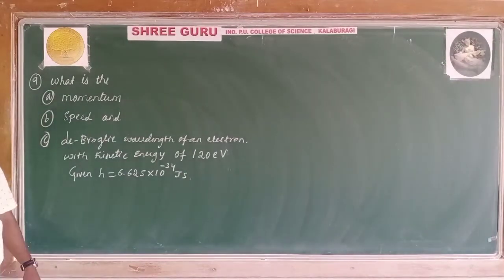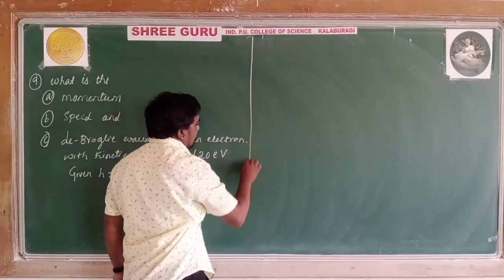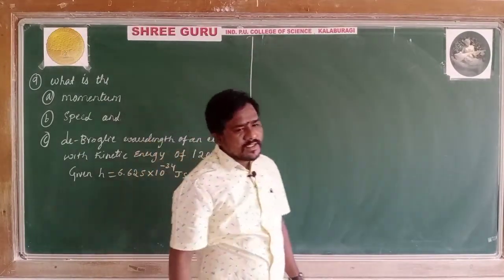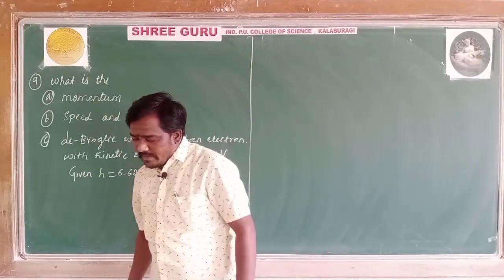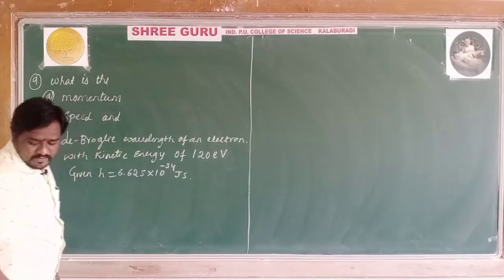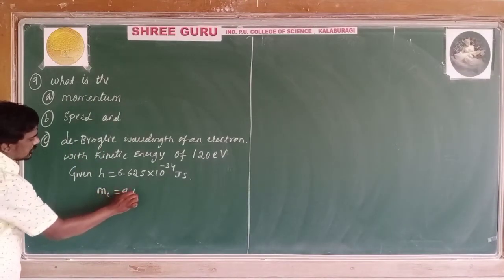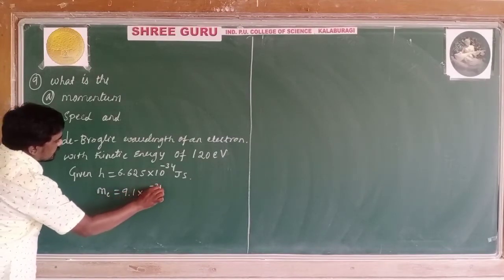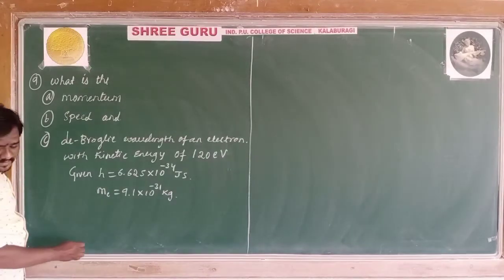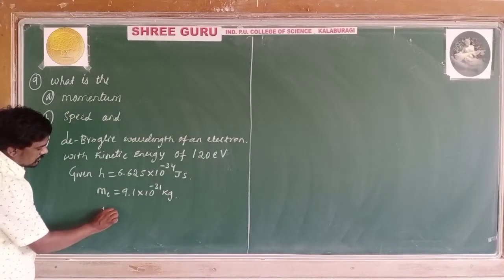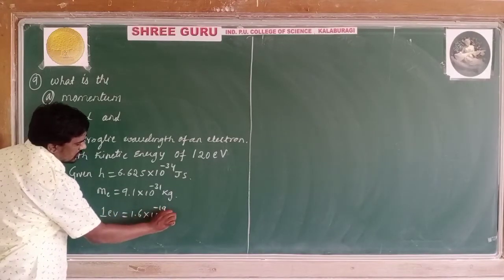This is our question. This question is also from the NCERT textbook only. Why I am solving this type of questions is that many times they ask numericals like this only. Also they mention the mass of electron, which is 9.1 into 10 raised to minus 31 kg, and the charge of electrons, that is 1 electron volt, which is equal to 1.6 into 10 raised to minus 19 joule.